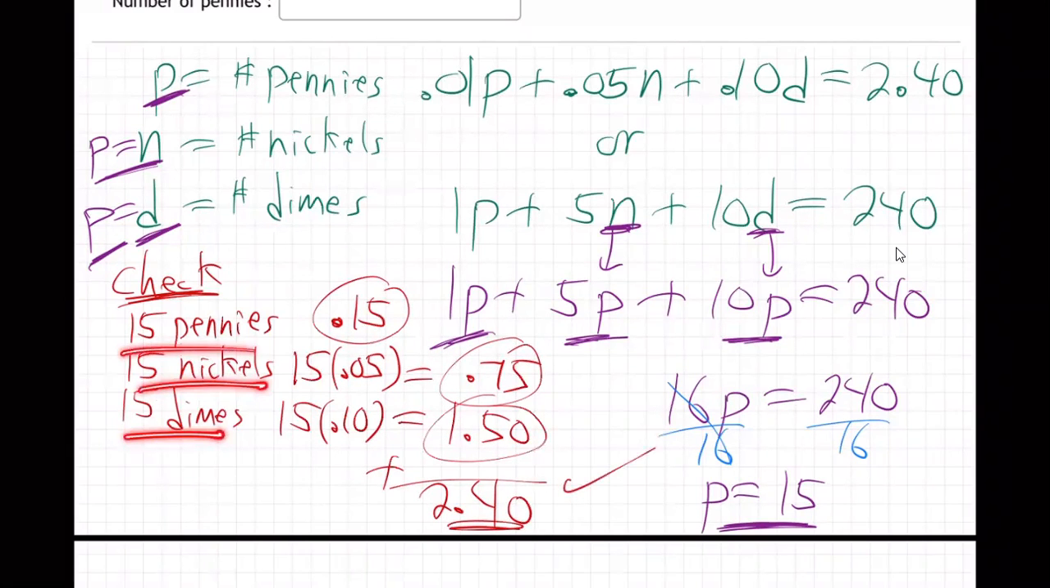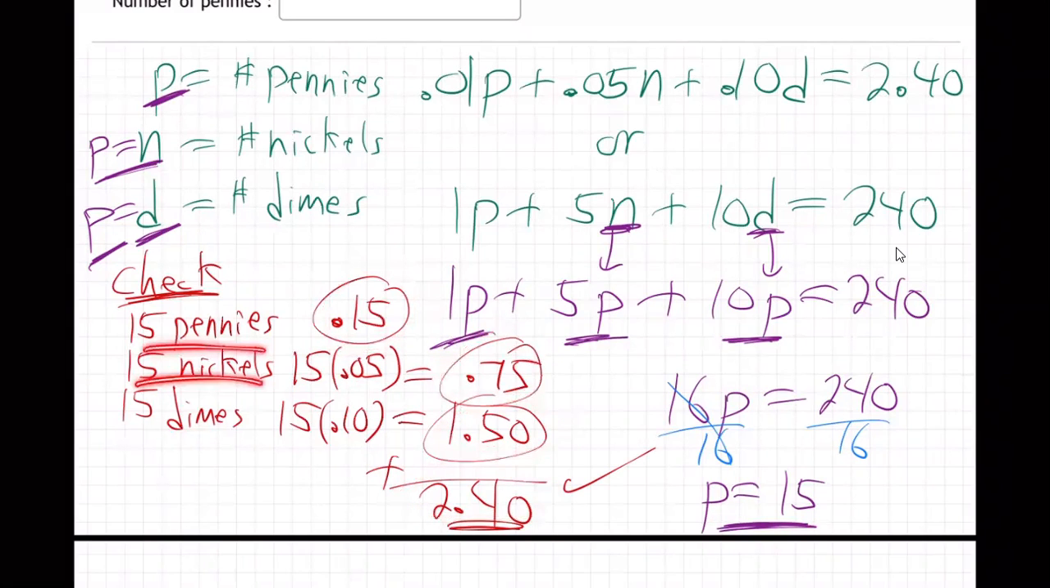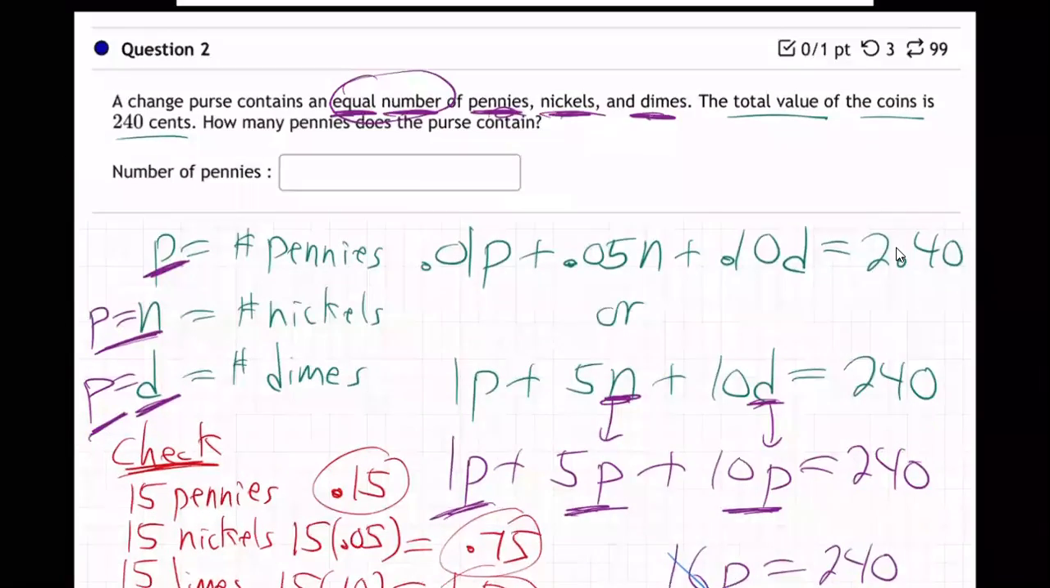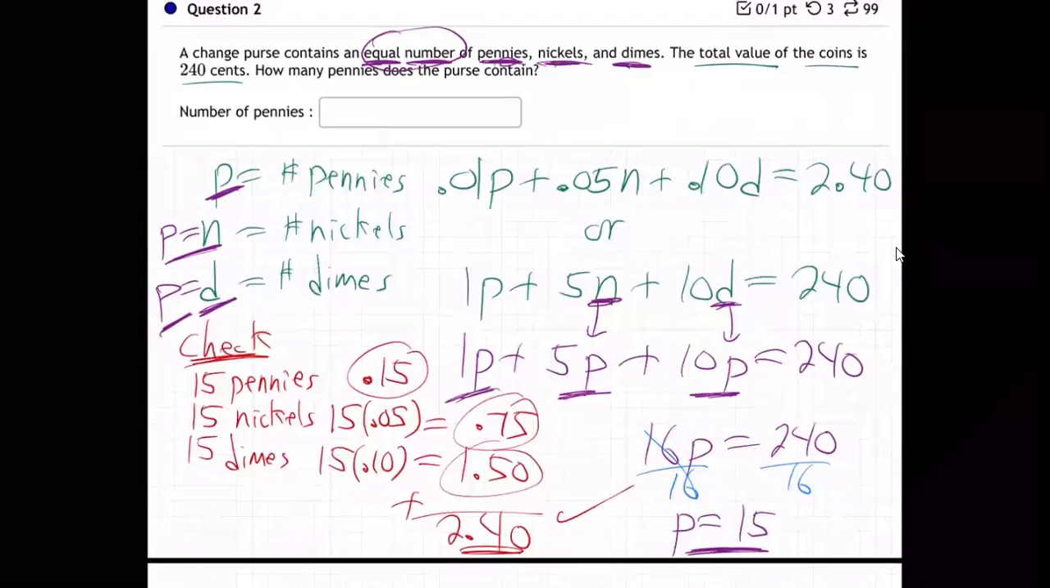15 pennies, 15 nickels, 15 dimes. That's 15 cents, and 15 times 5 cents, and 15 times 10 cents, which is 15, 75, and $1.50, adds up to 240. That's right. There must be 15 pennies. There must be 15 pennies, nickels, and dimes, because they said equal number, and that adds up to 240 cents. So there it is.